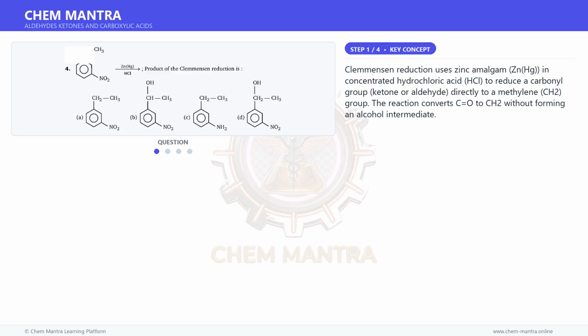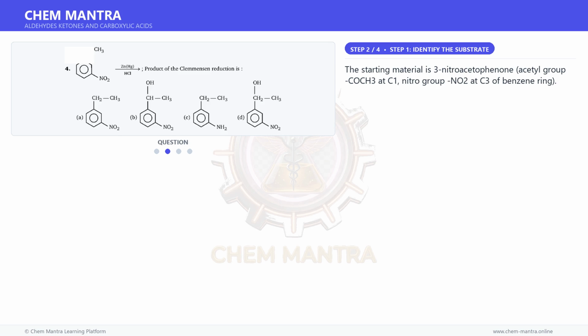Clemmensen reduction uses zinc amalgam, Zn(Hg), in concentrated hydrochloric acid, HCl, to reduce a carbonyl group, ketone or aldehyde, directly to a methylene, CH2, group. The reaction converts C=O to CH2 without forming an alcohol intermediate.